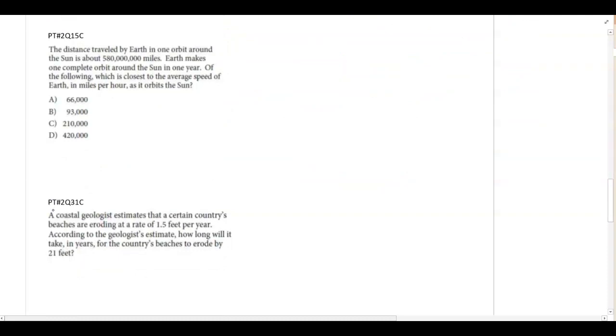The next one. The distance traveled by Earth in one orbit around the sun is about 580 million miles. Earth makes one complete orbit around the sun in 1 year. Of the following, which is the closest average speed of Earth in miles, we need miles per hour. Well, to figure this out, what we're going to do is exactly that. We know how many miles already, which ends up being 580 million.